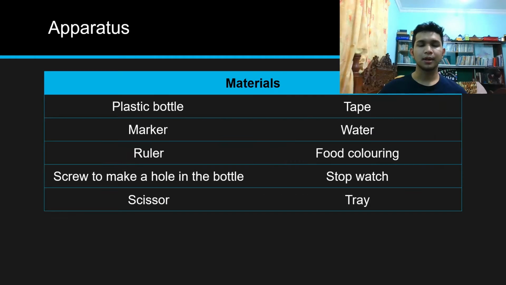This is the apparatus that we use in our experiment. First, a plastic bottle, then a marker, next a ruler, a screw to make a hole in the bottle, scissors, tape, water, food coloring, a stopwatch, and thread.